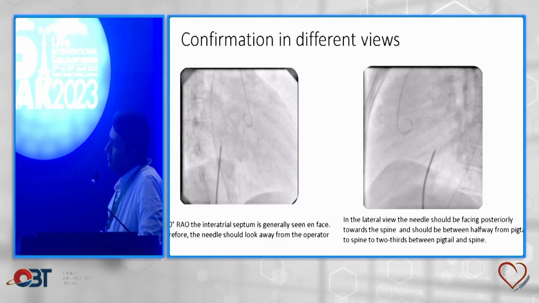We can confirm in the different views, like on the left side, we'll see that in 30 RAO, the interatrial septum is generally seen en face. Therefore, the needle should look away from the operator. In the lateral view, the needle should be facing posteriorly towards the spine and should be halfway from pigtail to spine.